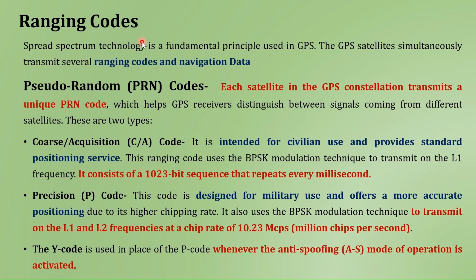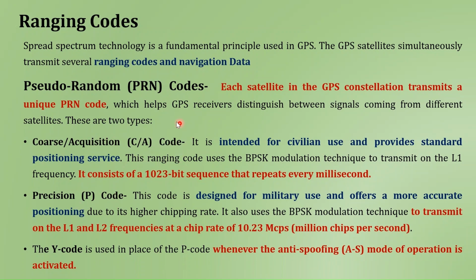This ranging code is referred to as the pseudo-random codes or the pseudo-random noise codes, and each satellite in the GPS constellation transmits a unique PRN code, and it helps the GPS receiver to distinguish between the signals coming from the different satellites. And these pseudo-random codes are of two types. One is the coarse acquisition code and the second is the precision code.